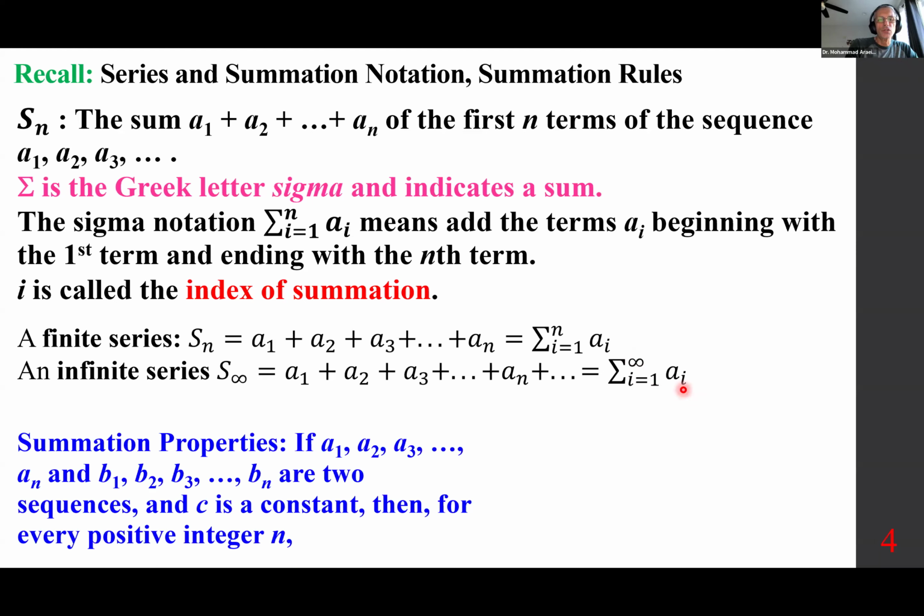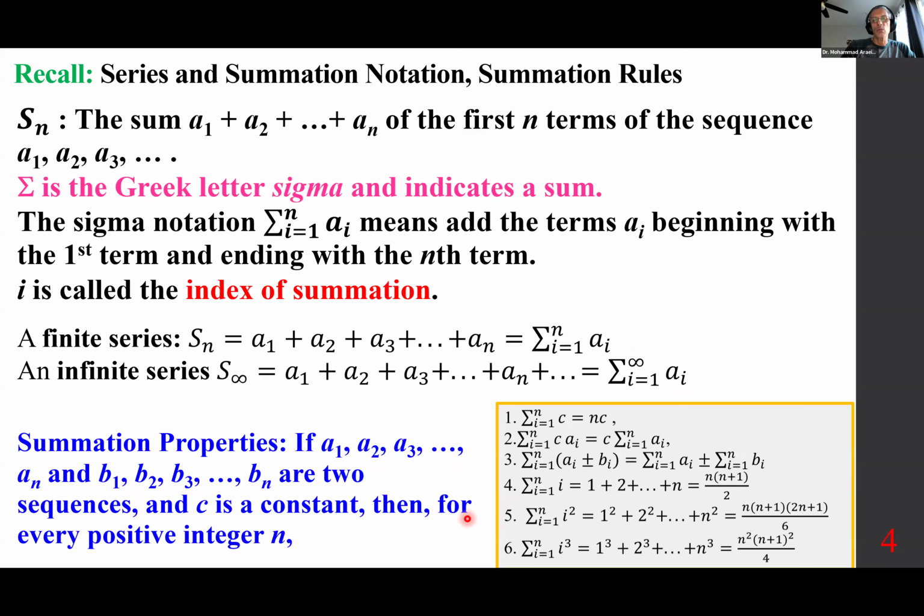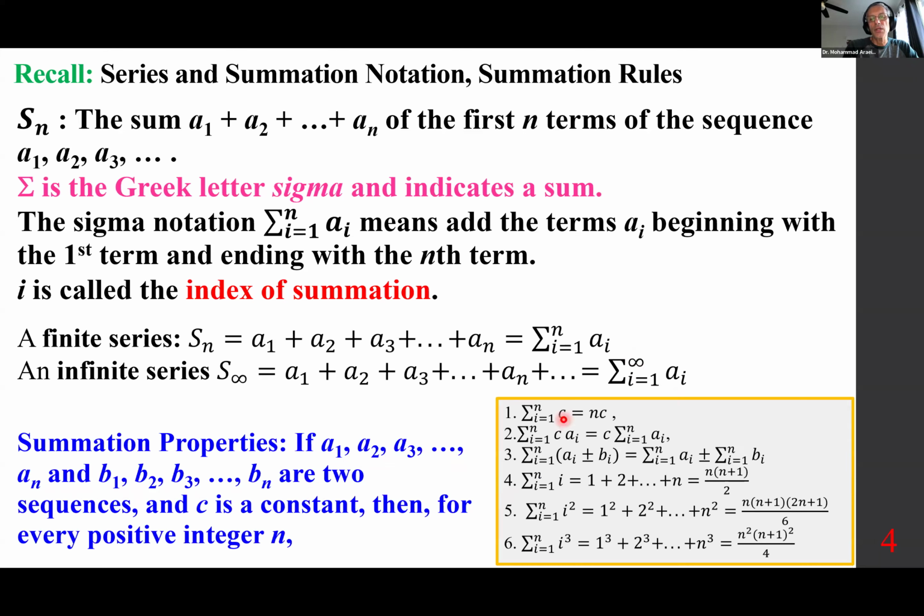Summation properties: if a sub 1, a sub 2, a sub 3, up to a sub n, as well as b sub 1, b sub 2, up to b sub n, are two sequences, and c is a constant, then for every positive integer n, you have the following. Summation of i going from 1 to n of c is nc. If it's c, we can take it out times summation of a sub i. If you have a sum or difference, you can cut it into two pieces.